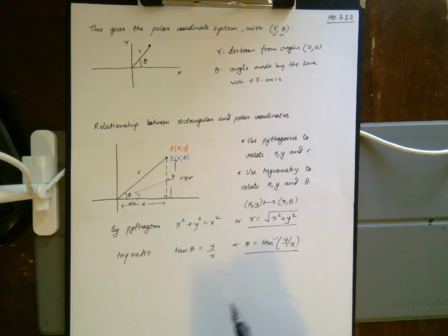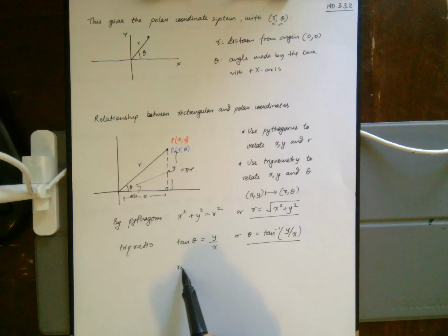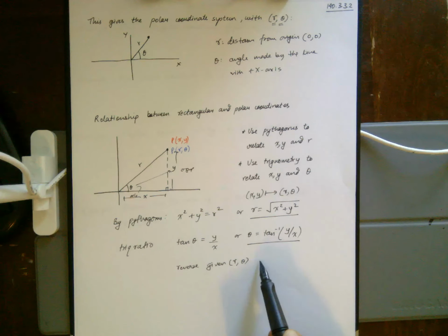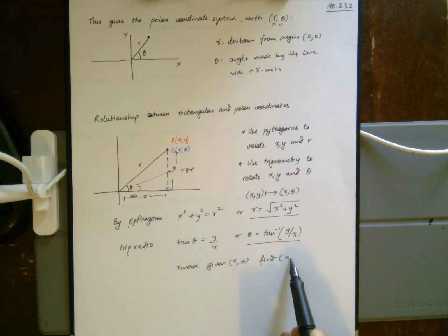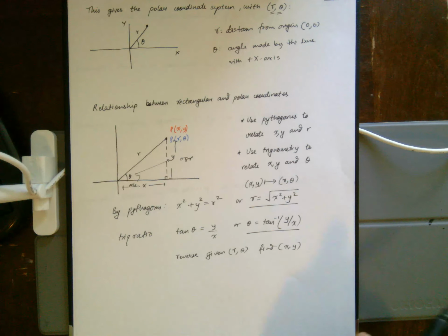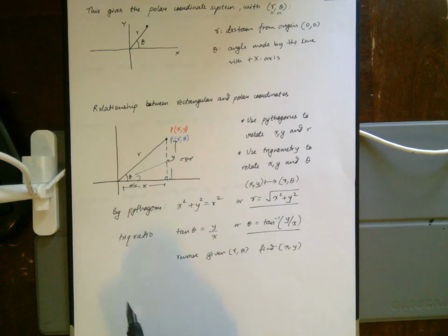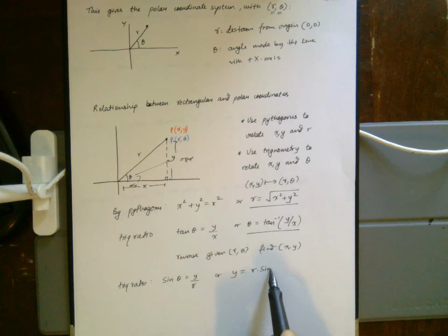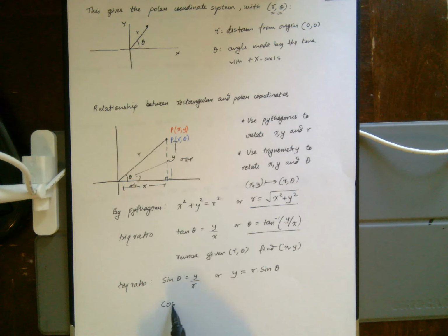Now let's see the reverse. Reverse meaning given polar coordinate, we have to find the rectangular coordinates. Now that's easy too. So we use trig ratios for that. And we notice that, for example, sine theta is y over r, or y is r times sine theta. Similarly, cosine theta is x over r, or x is r cosine theta.